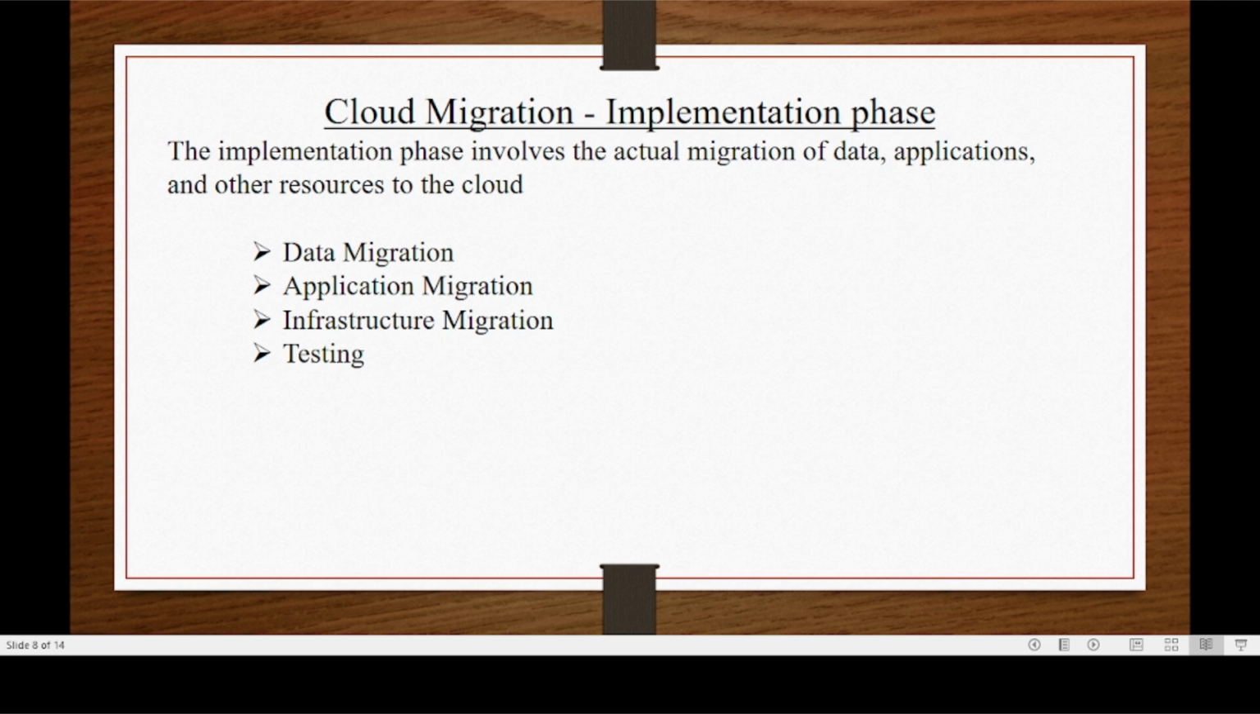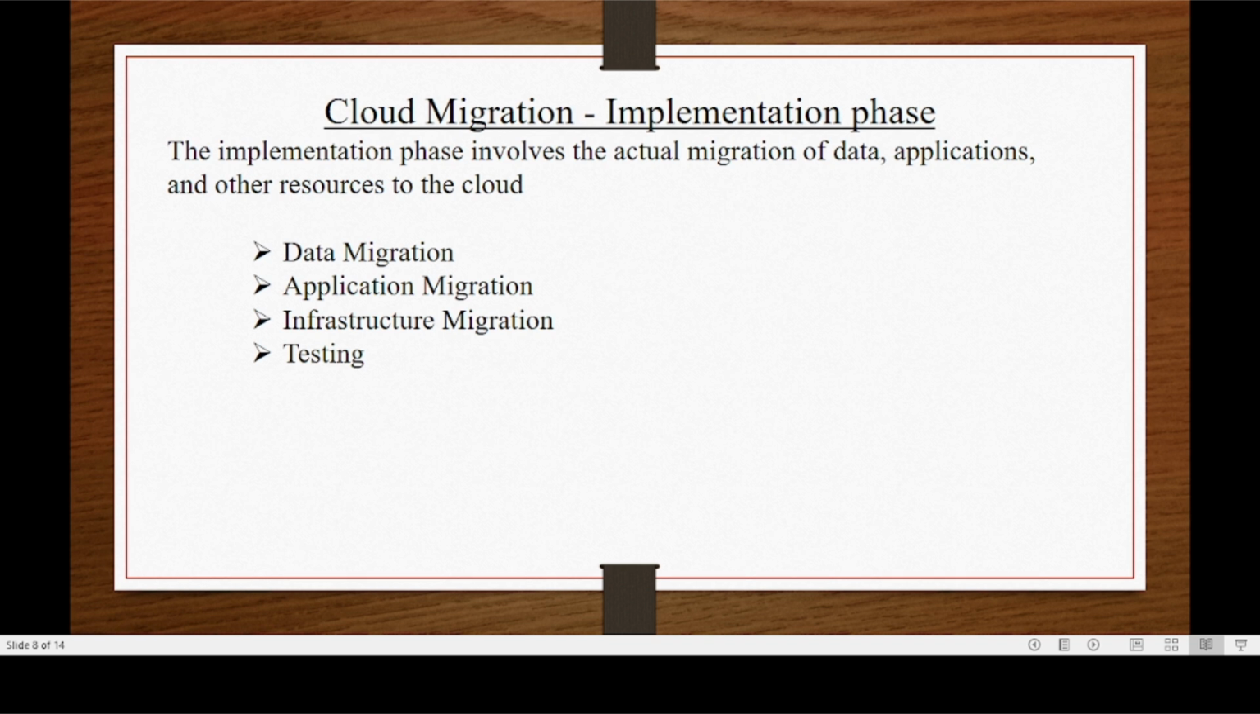The next phase is implementation phase. The implementation phase involves the actual migration of data, applications, and other resources to the cloud. In the data migration step, organizations will migrate its data to the cloud, including its database files and other data sources. In the application migration step, organizations should migrate its applications to the cloud, including its customer relationship management systems, productivity suites, accounting systems, and other critical applications used by the organization on a daily basis.